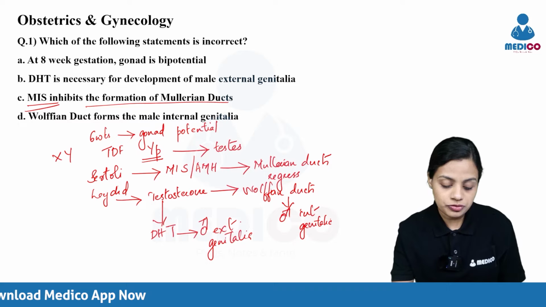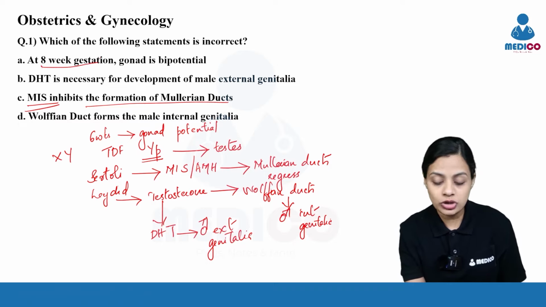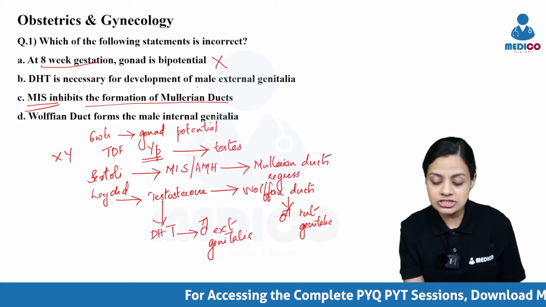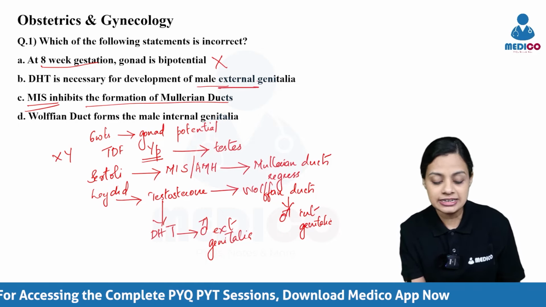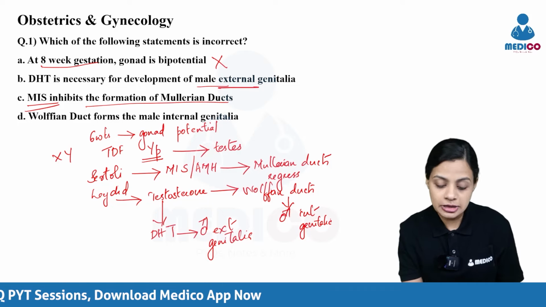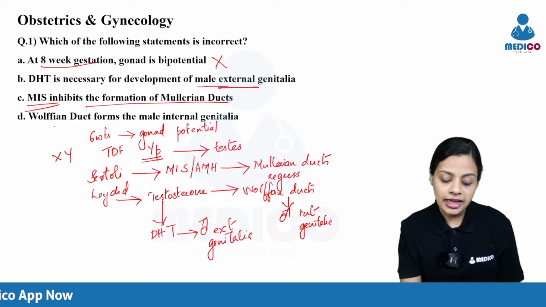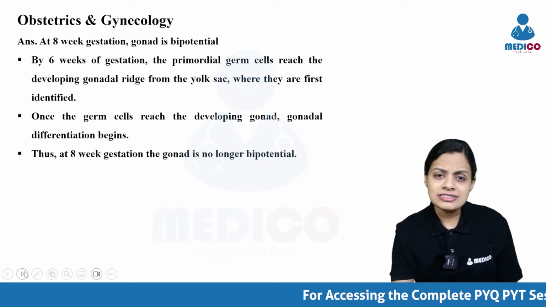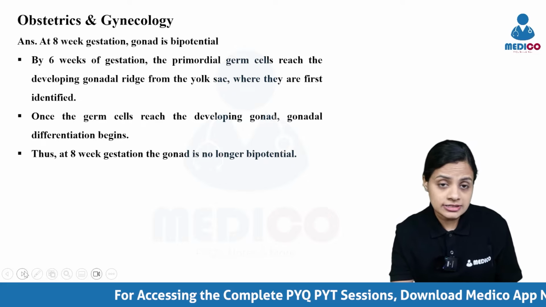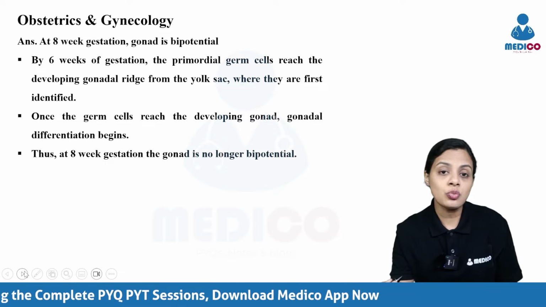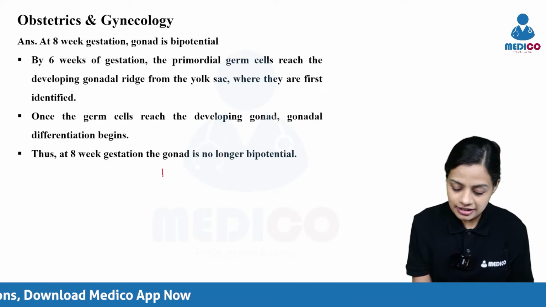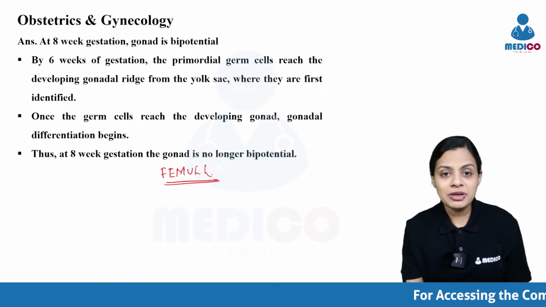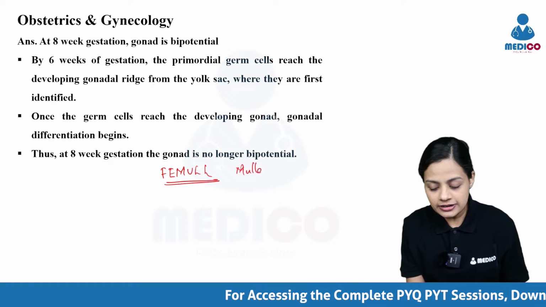You get that, right? So from the choices we have, at 8 weeks, no, it is no longer bipotential. Dihydrotestosterone is extremely essential for the formation of male external genitalia. Mullerian inhibiting substance inhibits the formation of the Mullerian ducts, and the Wolffian duct forms the male internal genitalia. Okay, you always have a doubt whether it is the Mullerian ducts that form the male genitalia, or whether it is the Wolffian ducts that form the male genitalia. See, I've always remembered it this way. The female genitalia are formed from the Mullerian ducts.